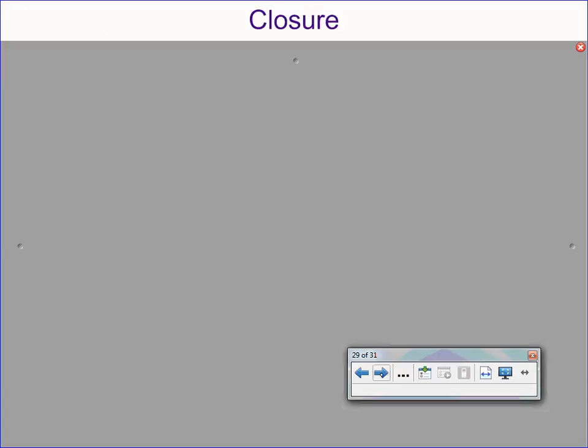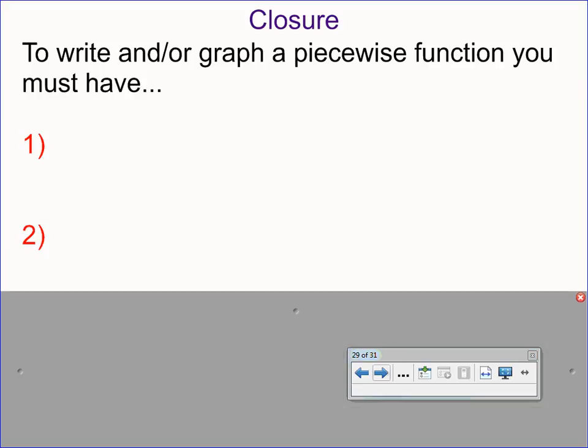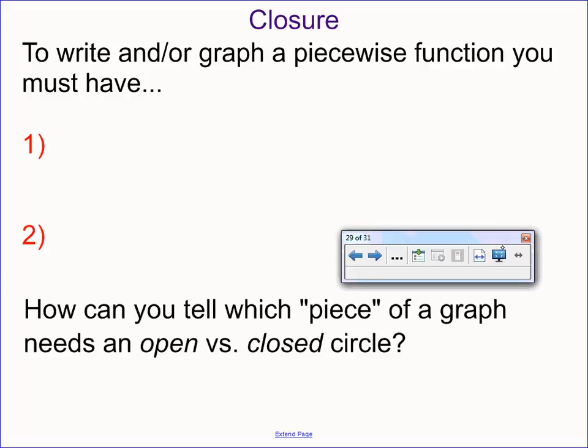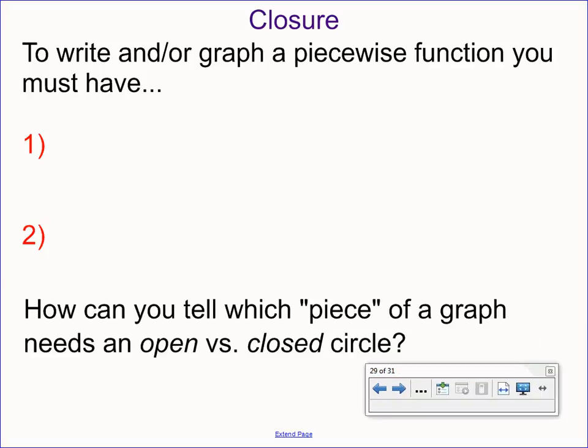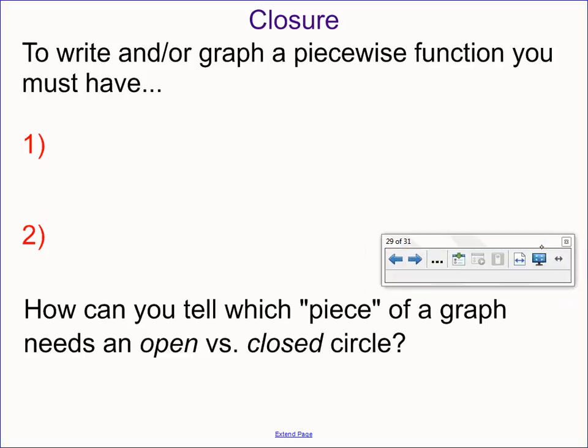All right, let's go ahead and do our closure then. So to write or graph a piecewise function, you must have two things. So we need two different things. You can check back if you need to. I want a written response for everybody. I'll be circulating throughout the room. And lastly, how can you tell which piece of a graph needs an open versus closed circle? And I will ask that you share that.